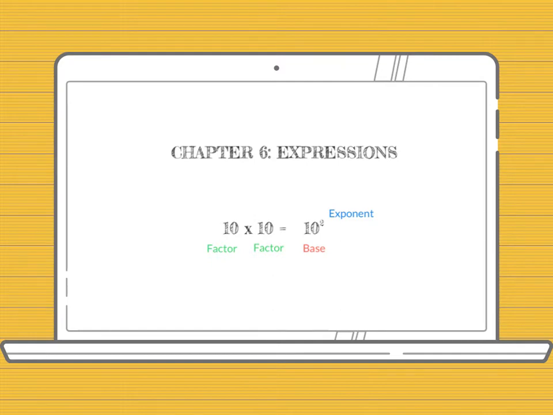So for our example problem, we have 10 times 10 equals 10 to the second power. Now in any multiplication problem, we have the factor, and then usually it's the product. So in this case, our product is 10, but it is also called the base. And then we say that it's 10 to the second power, which is actually the exponent, the smaller number. So the base is the factor that we're going to be using, and the exponent 2 is the amount of times we're going to be using the factor. So let's get started.